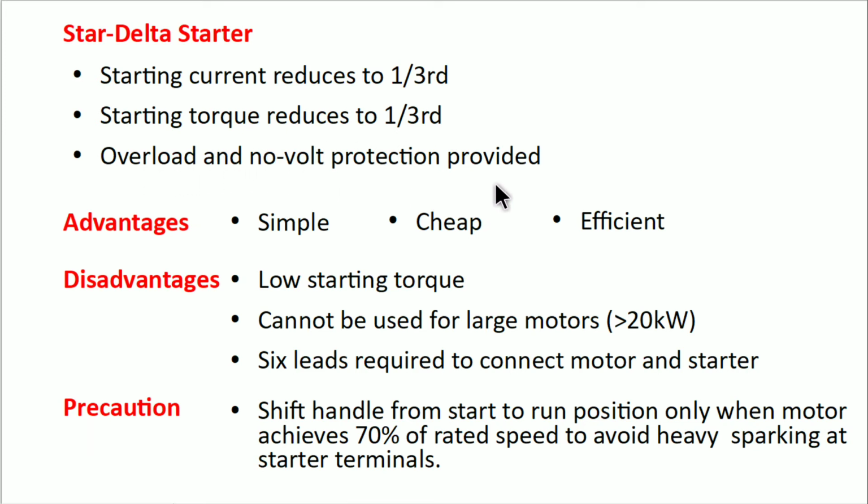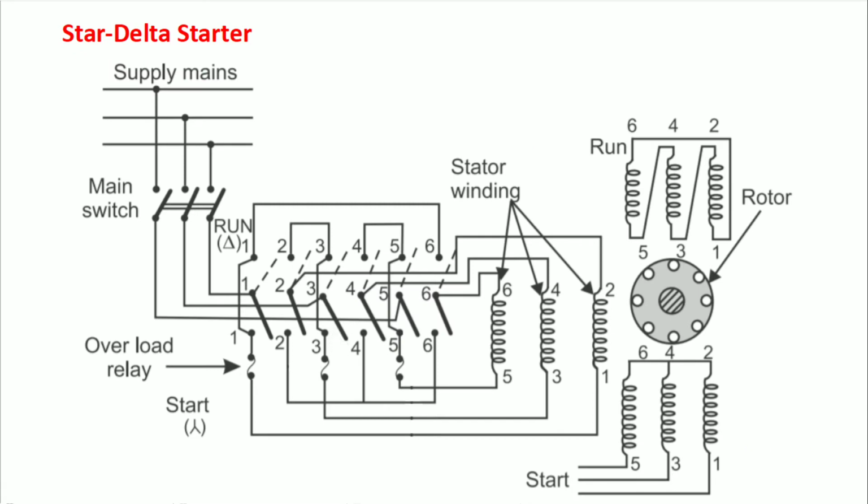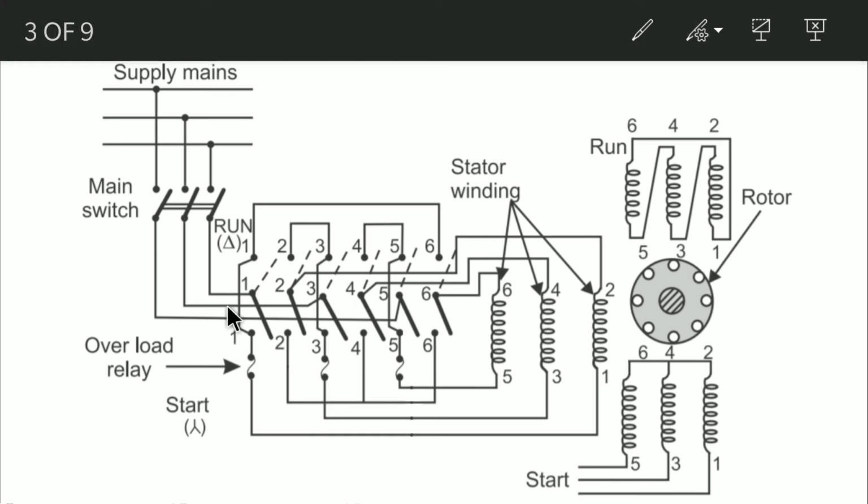Overload and no volt protection are provided in the same way as we have discussed in the DOL starter. So we can say that in these three supply lines after the main switch, we can insert a DOL starter, which will provide short circuit and overload protection to the motor as well as function as switch on and switch off of the motor. Here in these three lines, DOL starter connections are made in addition to this.